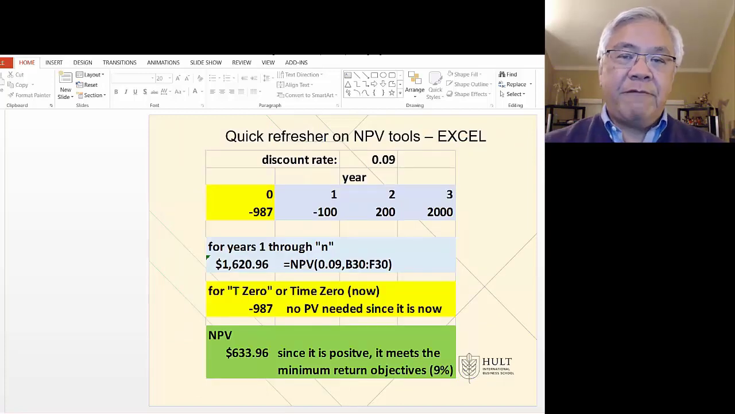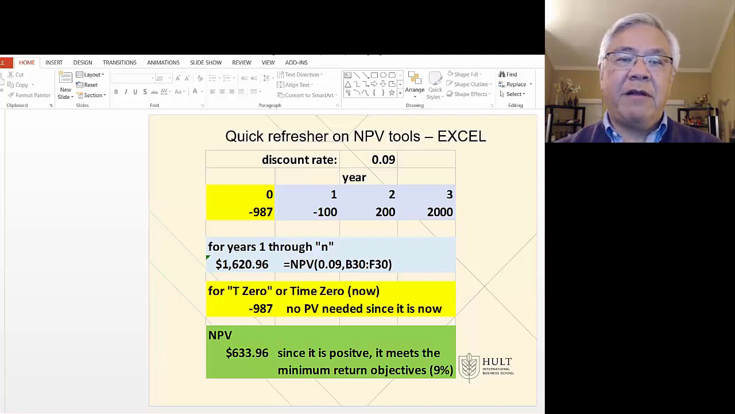In Excel, this is a quick refresher, and I don't want you to feel insulted because we've done this a few times, because there's a very, very common mistake made here. Let's look at this hypothetical cash flow of T0, 1, 2, 3, with 2 negative cash flows and 2 positive. The thing you have to remember is the net present value always starts with T1, and T0 is not part of the NPV function.